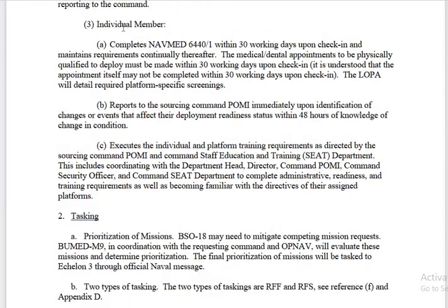Members' responsibility: complete that NAVMED 6440/1 within 30 working days and just keep up with the requirements. Medical and dental appointments need to be made within 30 days upon check-in.